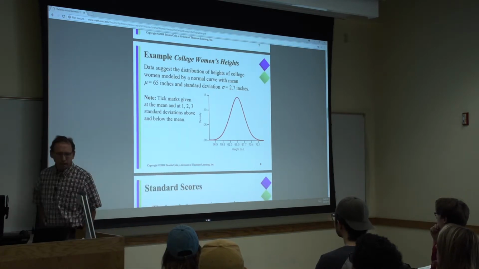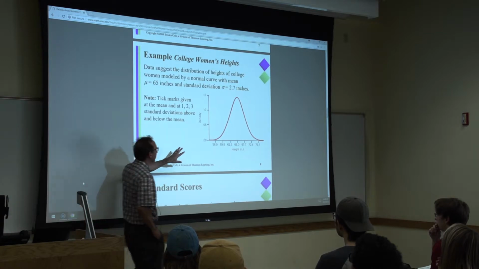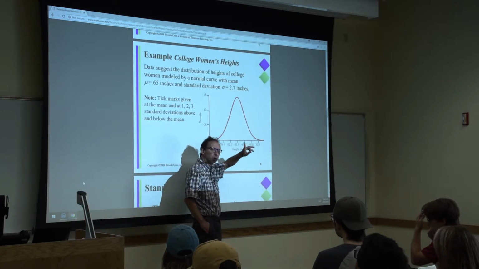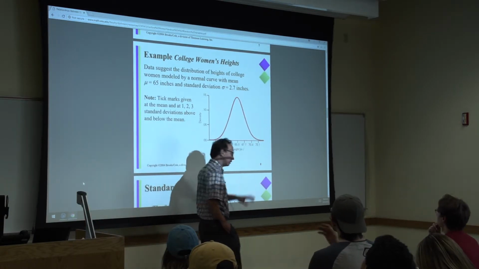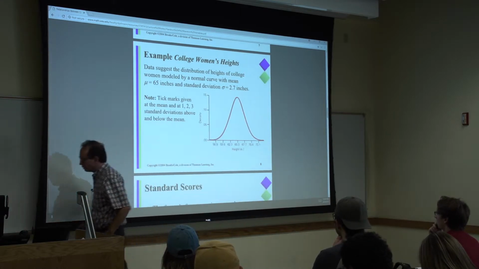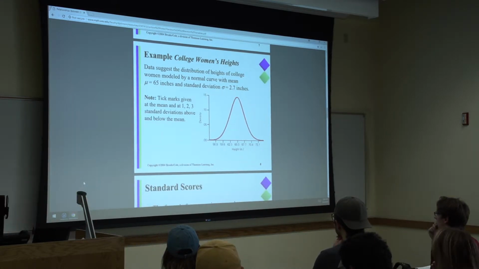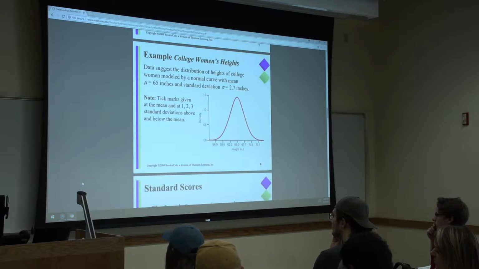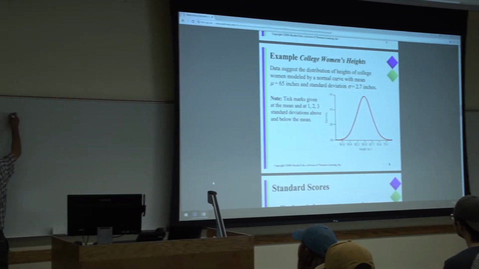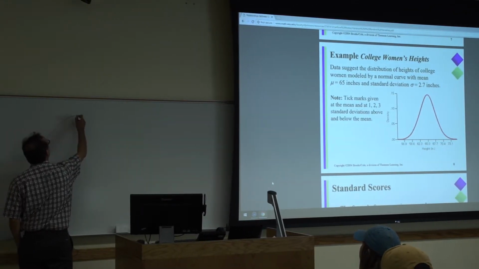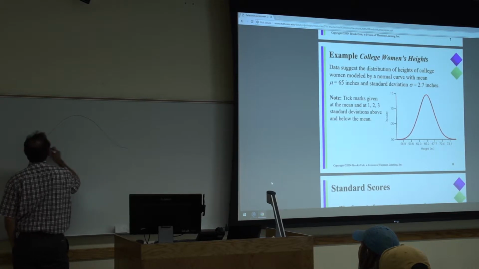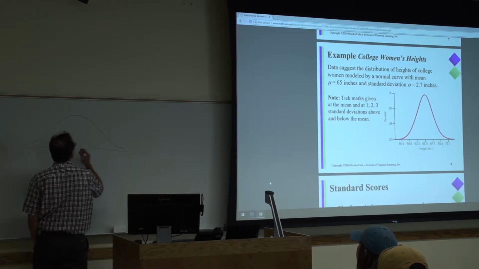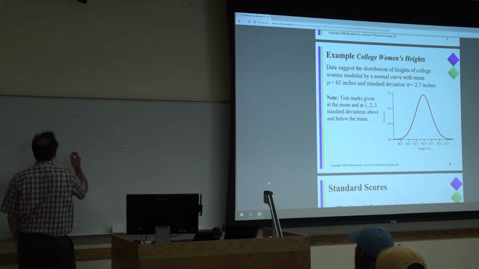Remember, this is a density curve, so the area under the whole curve is 1, or 100%. Let me just draw it out over here. The mean is 65.